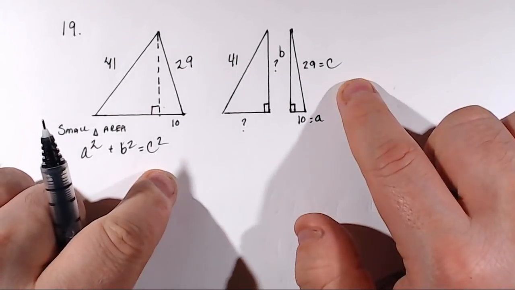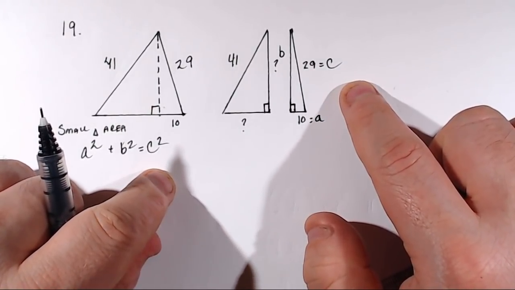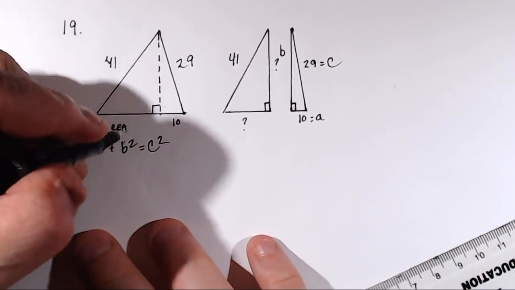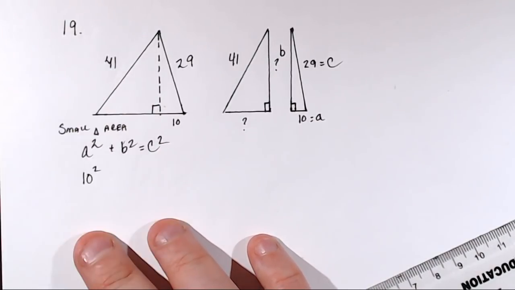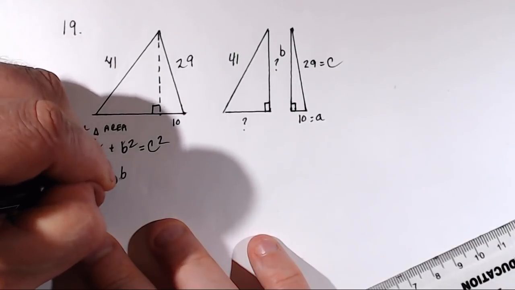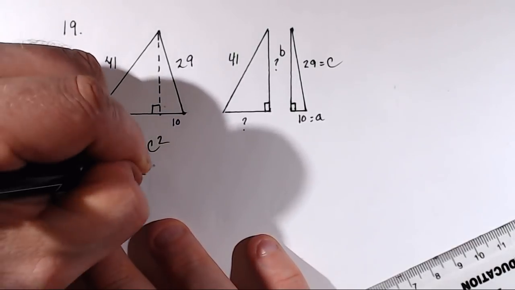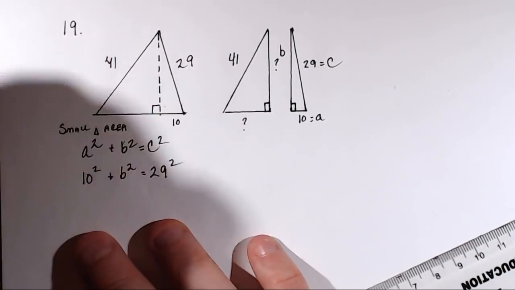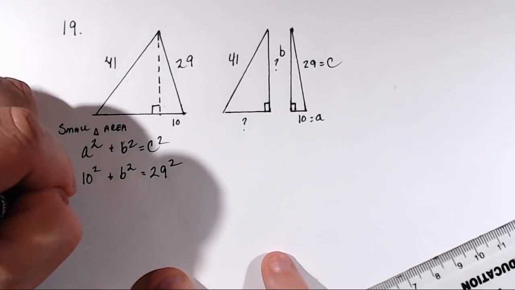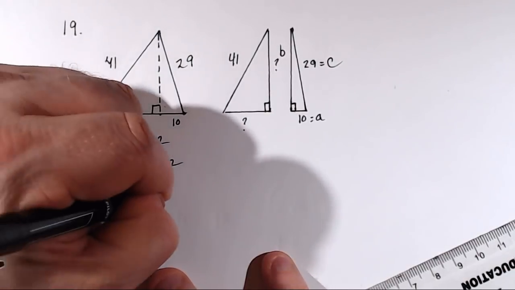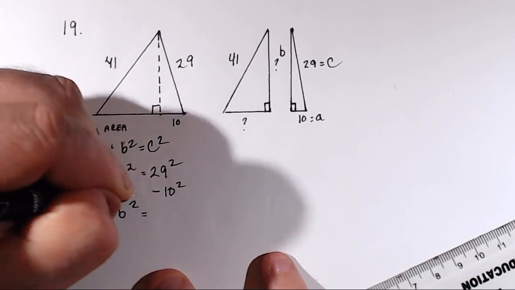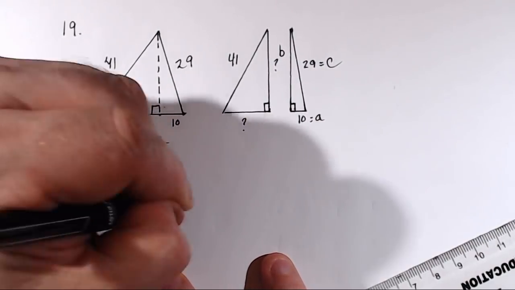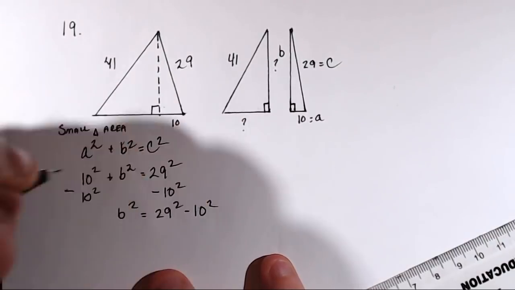So C is always the hypotenuse. I don't know if that was made clear. C is always the hypotenuse. So now A squared, that's 10 squared, it's 100, plus B squared equals 29 squared. Okay, so subtract 10 squared from both sides. And now I have B squared equals 29 squared minus 10 squared.